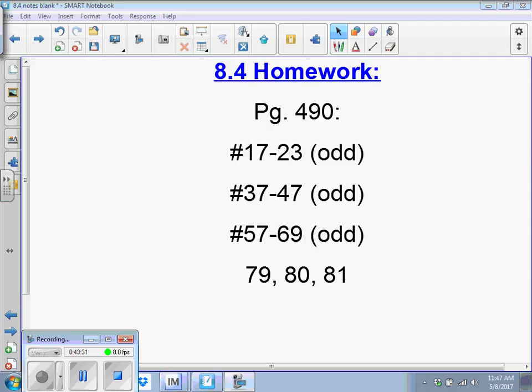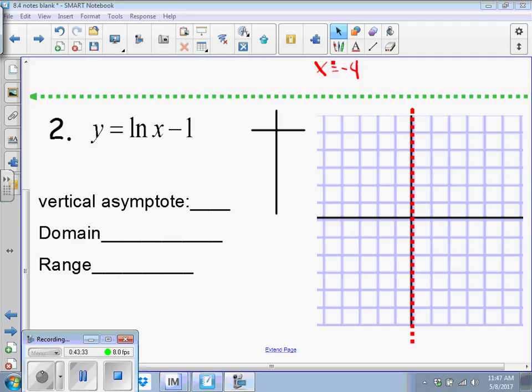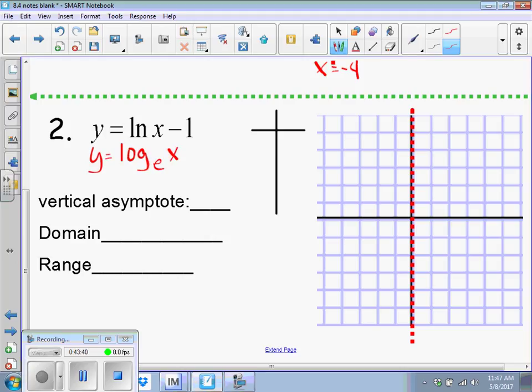Okay, so I'm going to finish that second graphing example now. Remember, ln x is just the same thing as log base e of x. And they did not put the x minus 1 in parentheses. So that means x is by itself, so it didn't get shifted left or right at all. So my vertical asymptote is still at x equals 0. So it stays where it is. Okay?